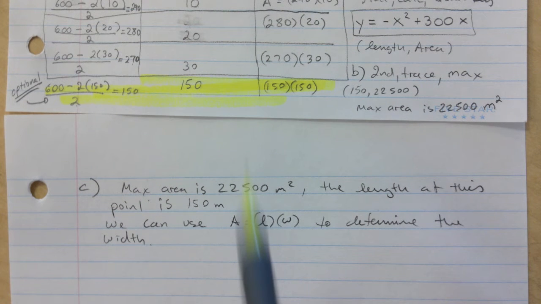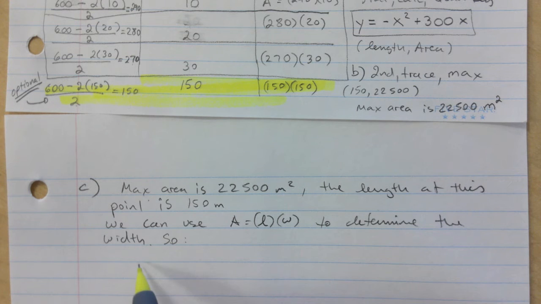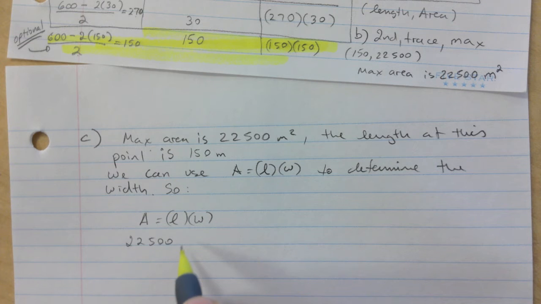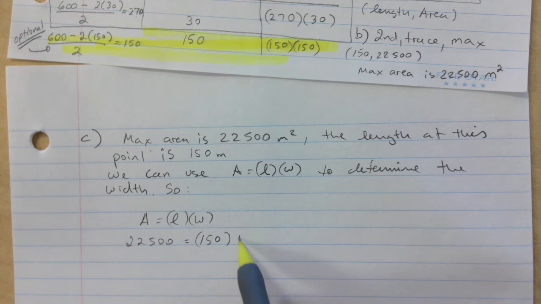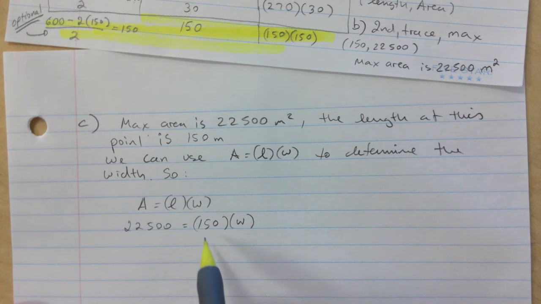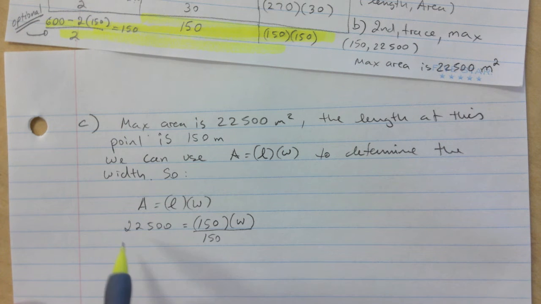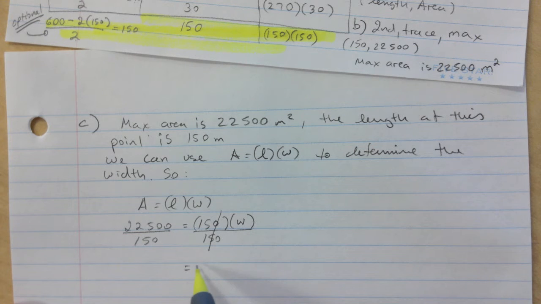So, right, area is length times width. We know that the area is 22,500. We know that the length at this point is 150. We don't know what the width is yet. Let's pretend we don't know, okay? You would divide both sides by 150, and when you do this divided by 150, you do get 150 meters.